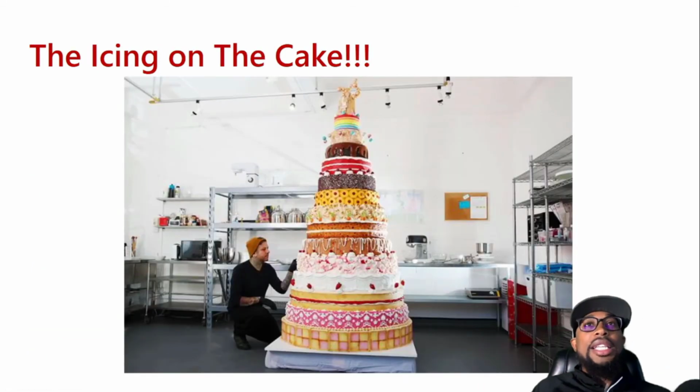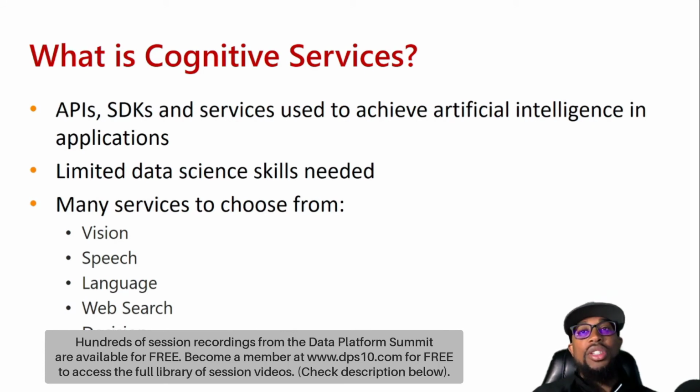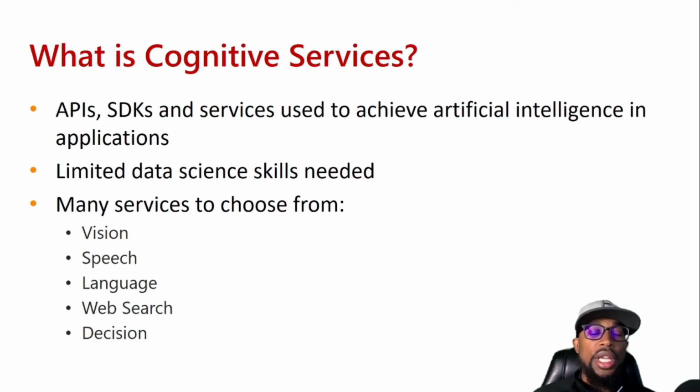So last but not least, the icing on the cake: cognitive services. So what is cognitive services? Cognitive services is a set of APIs, SDKs and services that allow you to apply artificial intelligence from an application standpoint. You need to have an API key tied to the specific service of cognitive services that you want to use. In our example, we used Bing Entity Search, so we were able to utilize an API that would call that entity. You don't need any real data science skills to implement this.